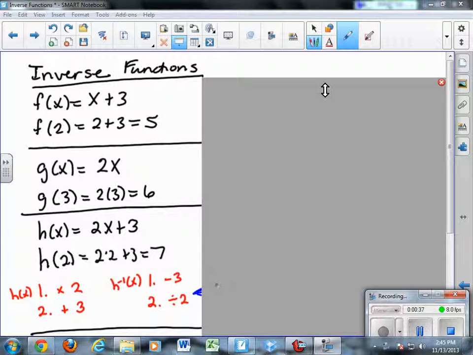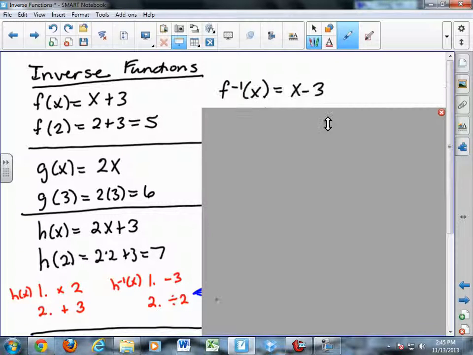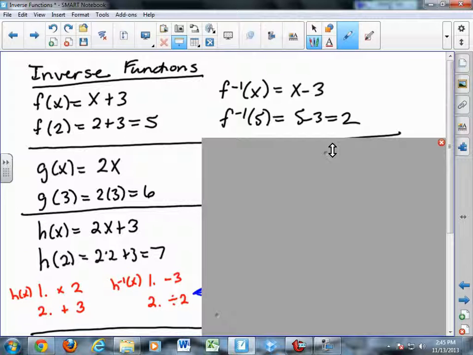So if you thought about it a minute, you'd probably guess, oh, f of x equals x minus 3 is probably the inverse, and you would be correct. 3 and negative 3 are inverses of each other. They're additive inverses. So we put 5 in, we get 5 minus 3, and we get back to 2.